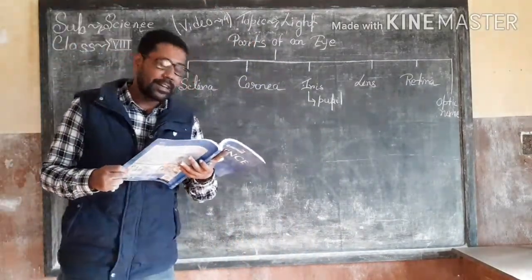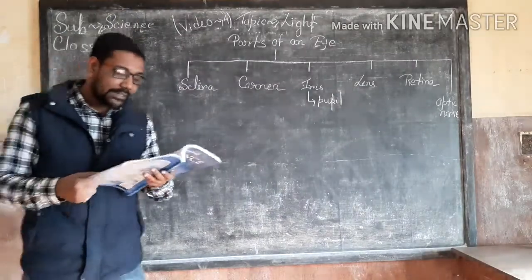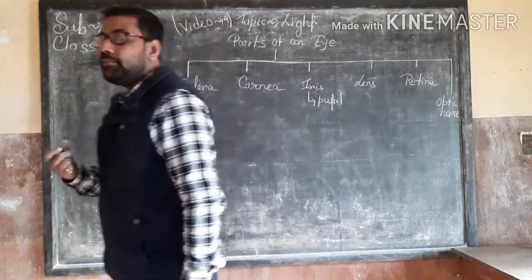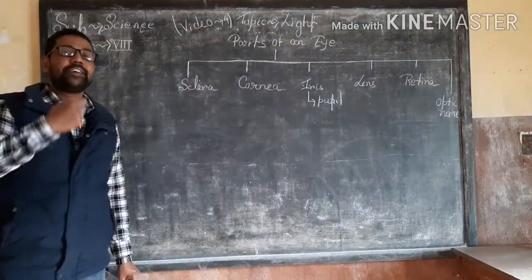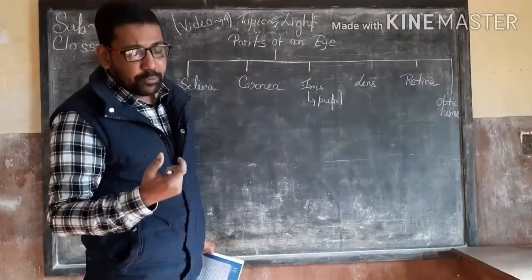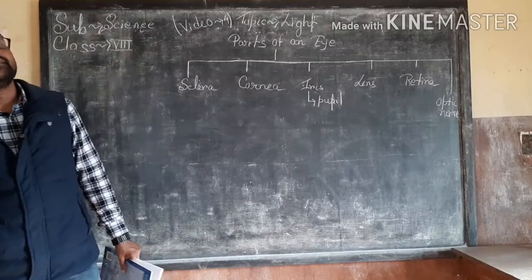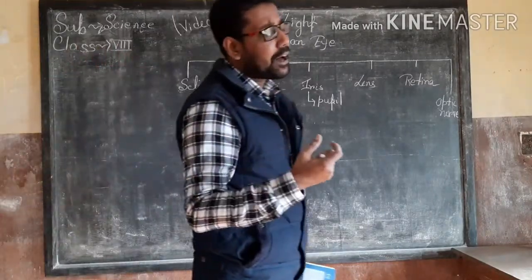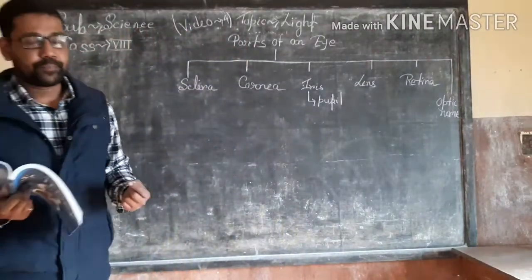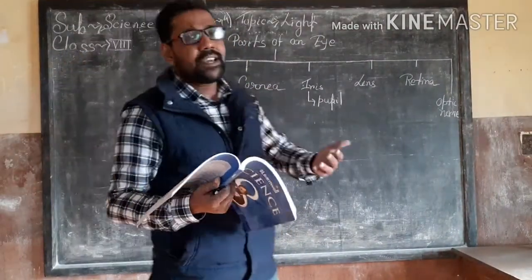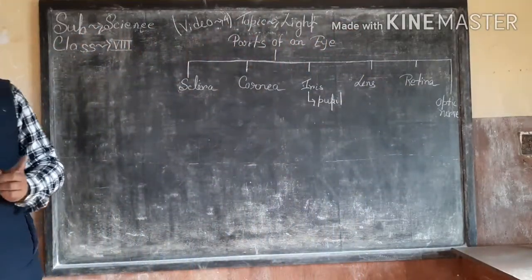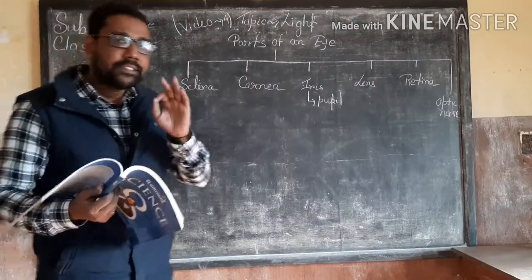So the human lens is a transparent, double convex lens. Okay, and the lens also has the ciliary muscles, and these muscles help to change the thickness of the lens. When we see distant objects, at this time the lens becomes flatter and thinner.